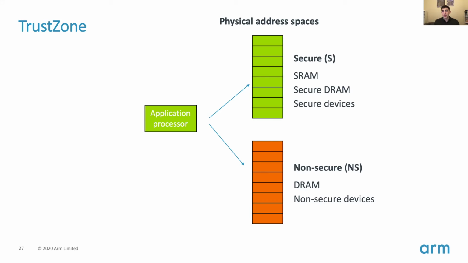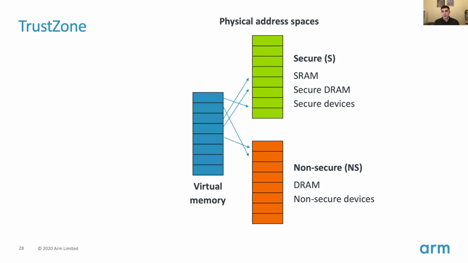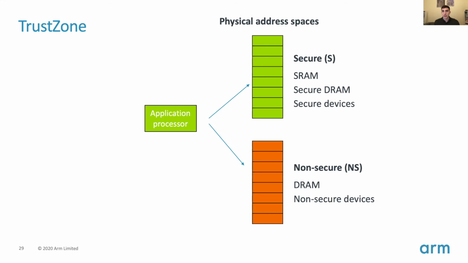From the point of view of the application processor, page table entries have an extra bit called the NS bit, which stands for non-secure, which logically extends the physical address. For a particular page table entry, based on the value of that NS bit, a virtual address is mapped into either the secure or non-secure physical address space.